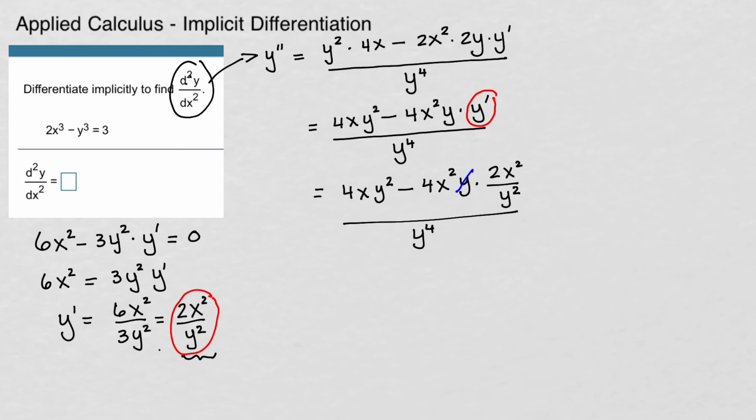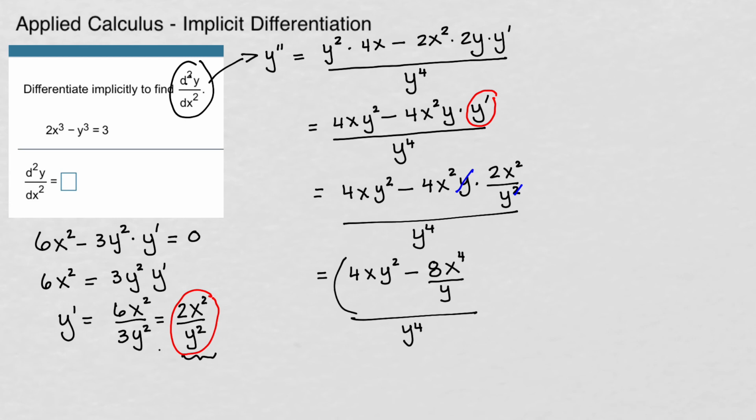I have a y and a y squared, so I can cancel and just have a y in the bottom. So now I have 4xy squared minus 4 times the 2 gives me 8. x squared times x squared is x to the fourth, and this is over y, and that's all over y to the fourth.